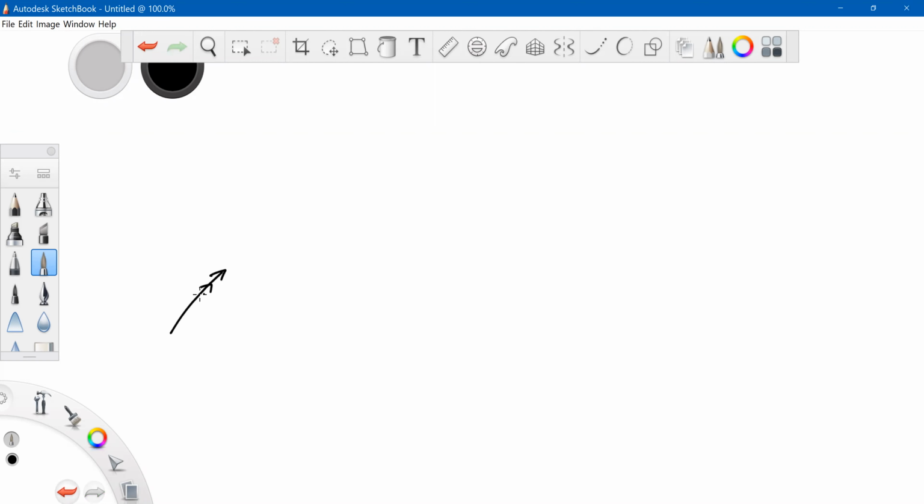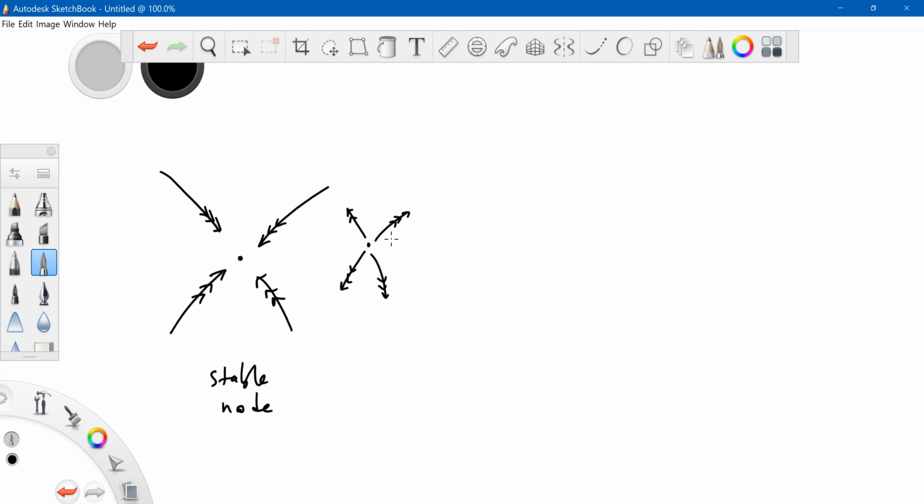If you have something like this, this is called a stable node. Otherwise, you may have something like this. And of course, this is called an unstable node, right?